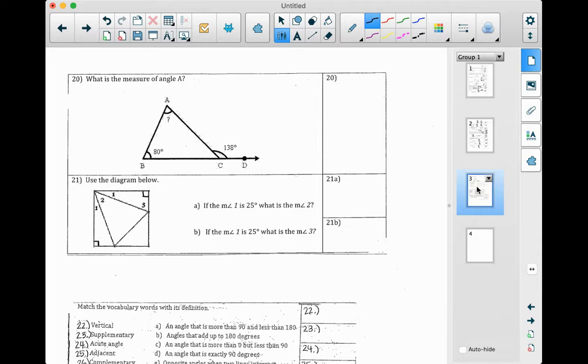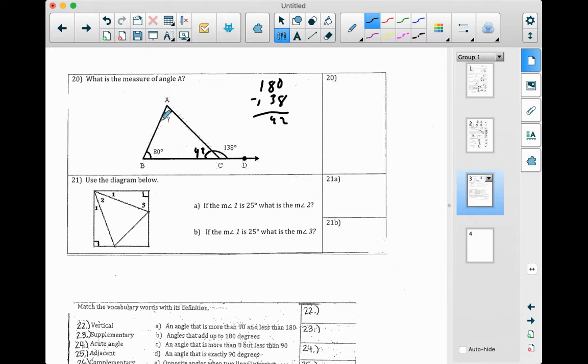Okay. All right, got a couple here with multiple steps. Here I'm trying to find the measure of angle A. So to figure out the measurement of angle A, first I've got to figure out what this angle is in the triangle, which I can do because these are supplementary. This is 138. So 180 minus 138 is 42. So this angle here is 42.